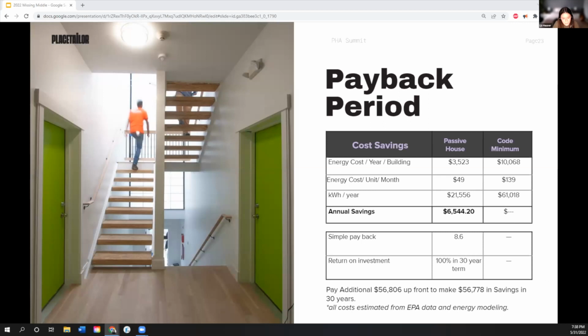Here is the payback period that we estimated for the client based on the energy use intensity from a Passivhaus building to a code minimum. So by going to Passivhaus, you would save annually around $6,500. And so the simple payback period from $56,000 is 8.5 years. The overall return on investment is 100% in 30 years.